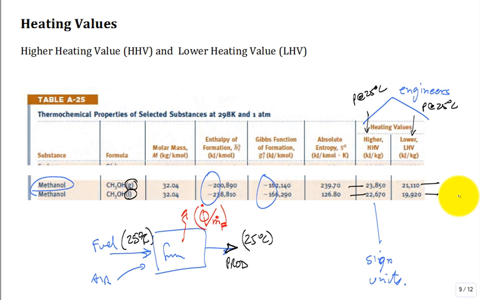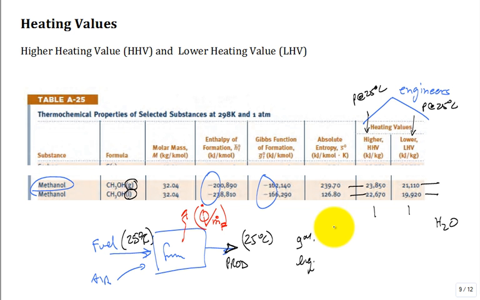The state of the water that's coming out. The water can come out at 25 degrees C either as gaseous or liquid. If it comes out gaseous or if it comes out liquid, that's going to have an impact. Now, take your pick. The higher heating value and the lower heating value. How does the water go out?